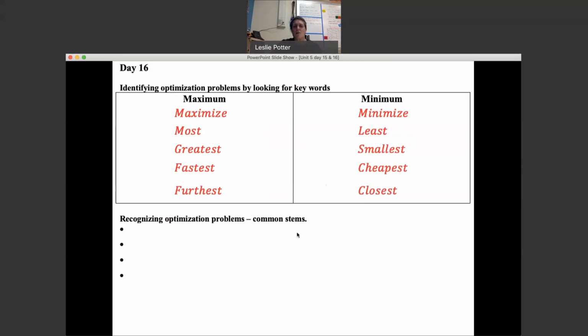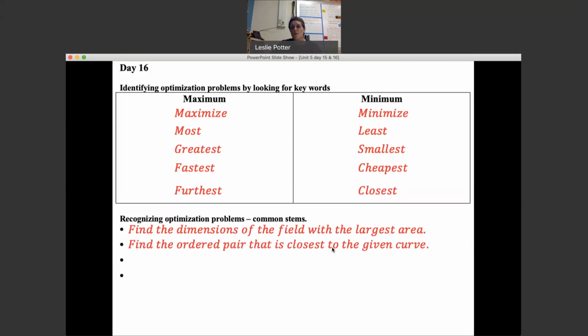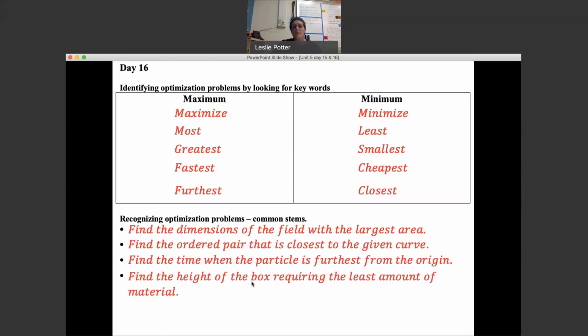So some common question stems are things like this. Find the dimensions of the field with the largest area, or the greatest area. Find the ordered pair that is closest to a given pair. Find the time when the particle is furthest from the origin. Find the height of the box requiring the least amount of material. So those are all using synonyms for maximizing without blatantly saying, I want you to optimize this and maximize that area. So those are kind of the ways we can reword an optimizing question.